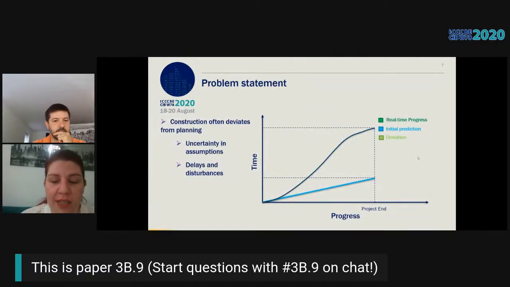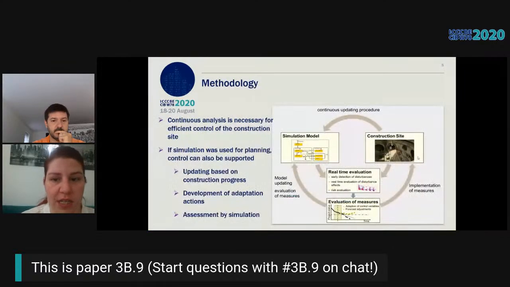But during the execution of the project, some unforeseen events occur, and in addition to the level of uncertainties in the initial assumptions, the real-time progress starts to deviate from the estimated one. So large deviations could increase the time and cost drastically, and countermeasures need to be taken here. So a continuous analysis during the project process is very necessary for better control of the construction site.